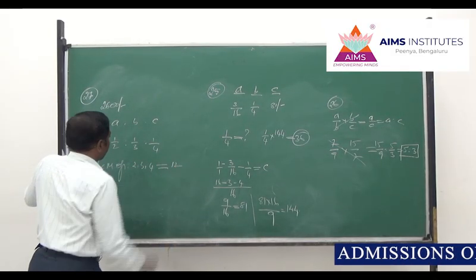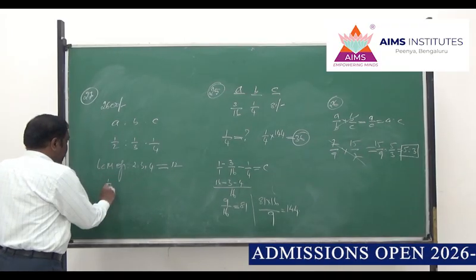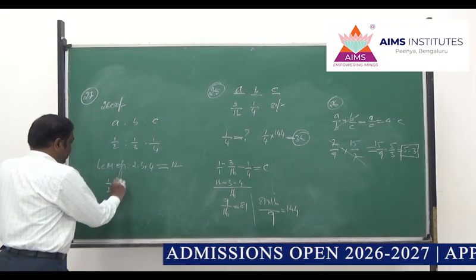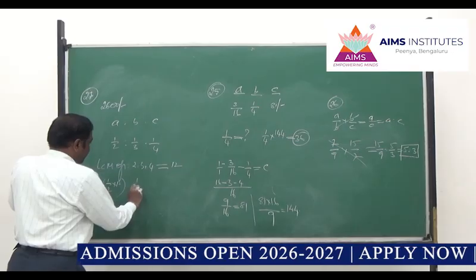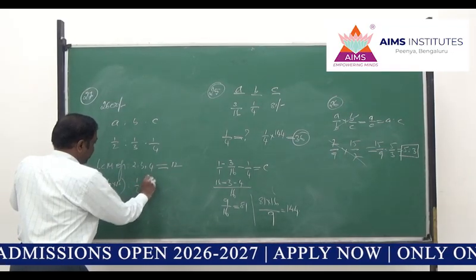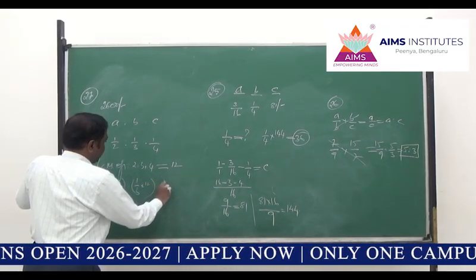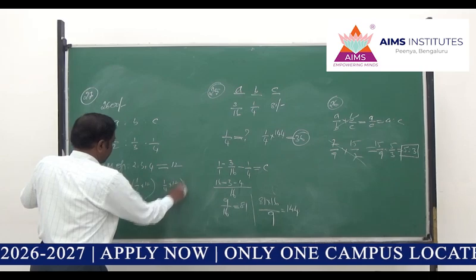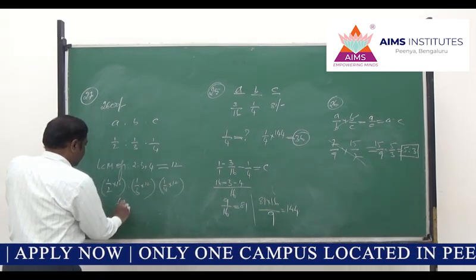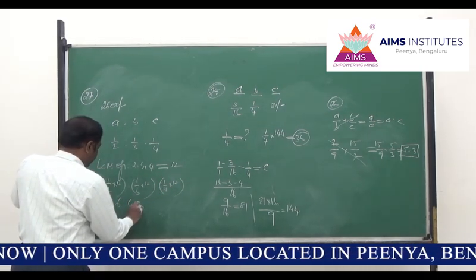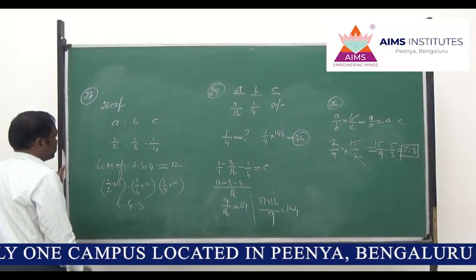12. Now multiply 1 by 2 into 12, 1 by 3 into 12, and 1 by 4 into 12, multiplying with the LCM. It means 6 is to 4 is to 3.